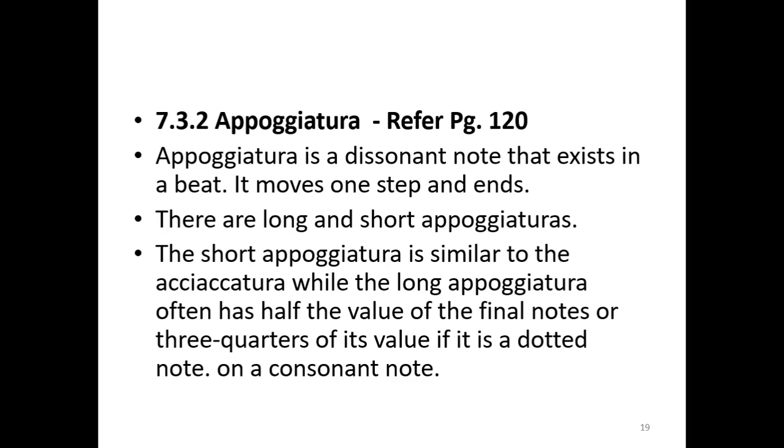And also we have what you call an Appoggiatura. An Appoggiatura is a dissonant note that exists on a beat, and it moves one step and ends. And also when we play, we know there are long and short Appoggiaturas. A short Appoggiatura is similar to the Appoggiatura, while the long Appoggiatura has half the value of the final note, or 3/4 of its value if it is a dotted note and on a consonant note.